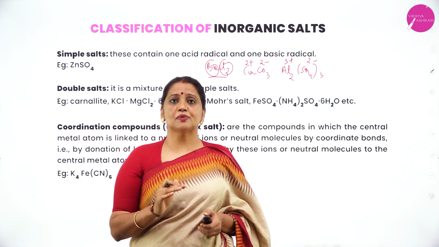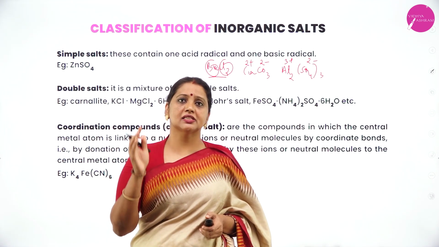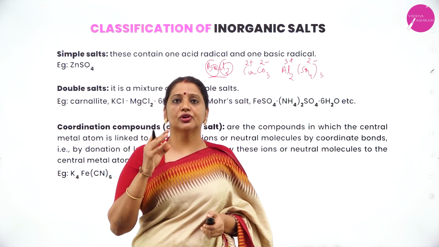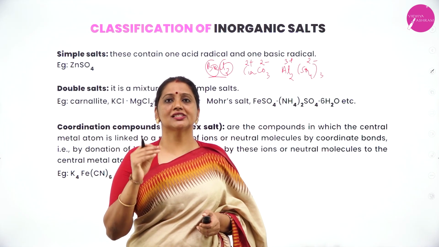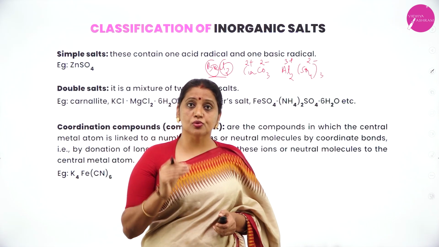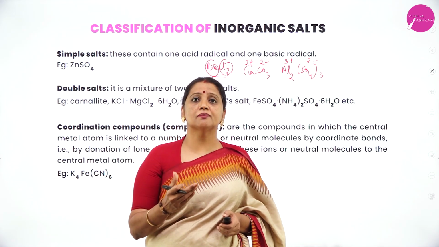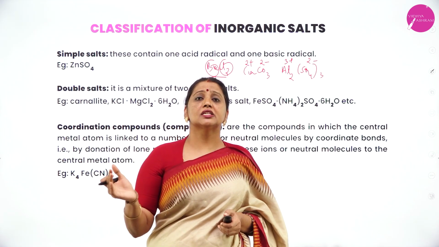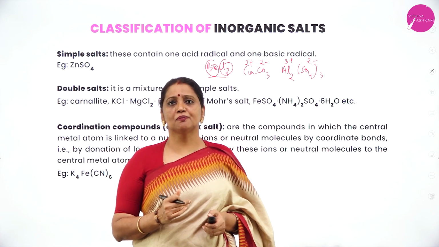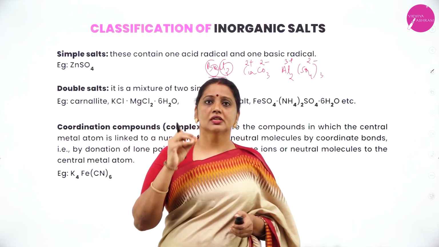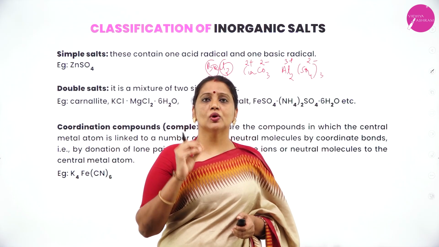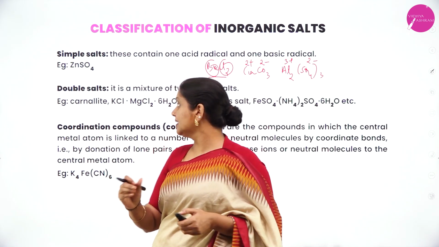Very good examples for simple salts that you already analyzed in the laboratory: calcium carbonate, aluminum sulfate, barium chloride, strontium nitrate, ammonium bromide, ammonium chloride, magnesium carbonate, magnesium sulfate. These are all examples for simple salts. Simple salts means which contain one acid radical and one basic radical.